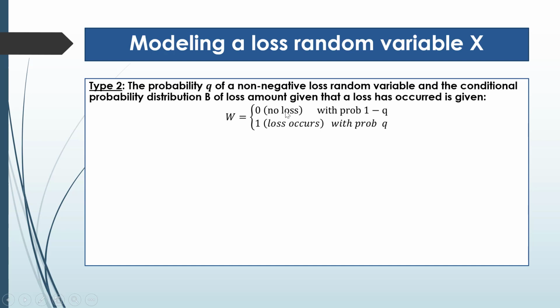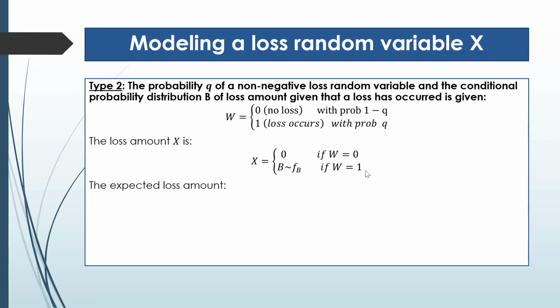The probability that a loss occurs is 1 minus Q, and the probability that the loss does not occur is Q. The loss amount X is equal to 0 if there is no loss occurring, and X is equal to a random variable B following distribution FB, which is given, if the loss does occur. So here B is a conditional probability distribution. It just happens when the loss does occur.